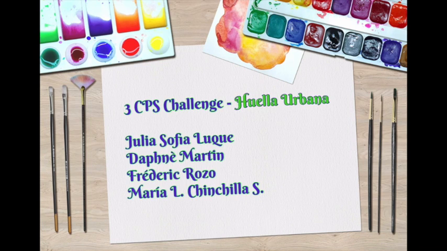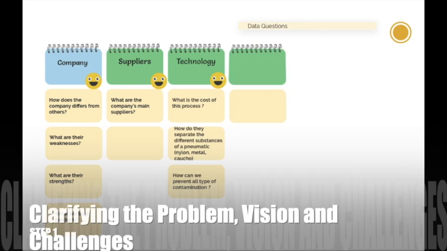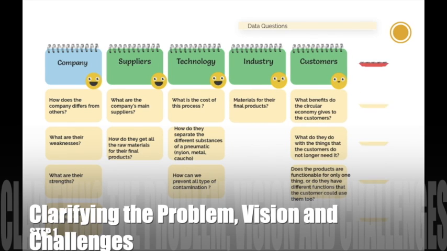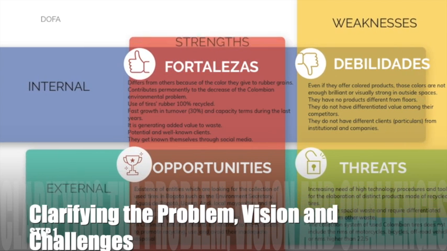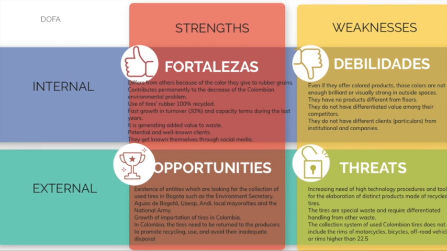Good day. So for the clarification step, we start raising questions for the divergent tool. How does a company differ from other water data? What are the main supply? How do they separate the different substances of pneumatic nylon, metal, and caution? What is the cost of this process? What benefits does the circular economy give to the consumer?